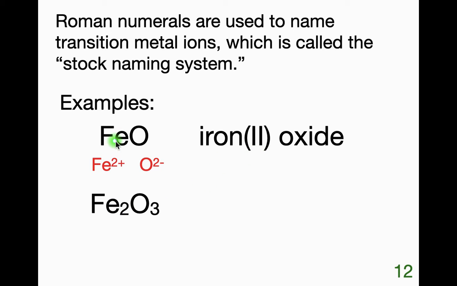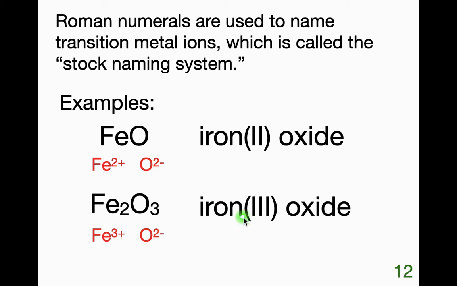The other possibility for iron is it could have a +3 charge, which is the case here. So we have 3 oxygens, and 3 oxygens at -2 would give us a -6. So the irons, since there's 2 of them, must be the +3. And so this would be iron(III) oxide. And this is the more common one. You would know this as rust, iron(III) oxide.